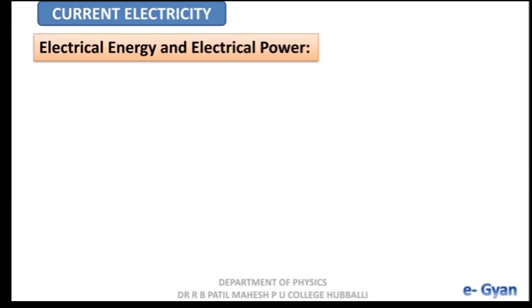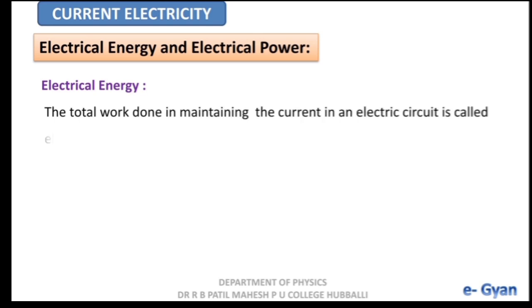Now let us see what is electrical energy and electrical power. Electrical energy: the total work done in maintaining the current in an electric circuit is called electrical energy. The total work done in maintaining the current in an electric circuit is called electrical energy.